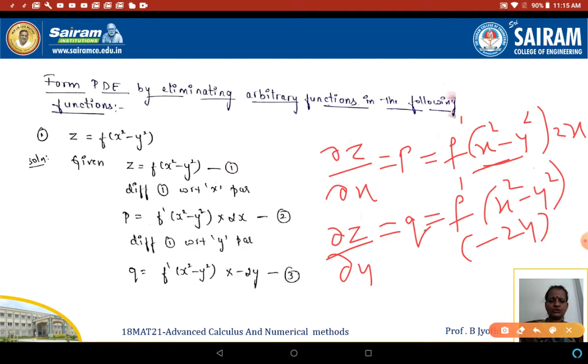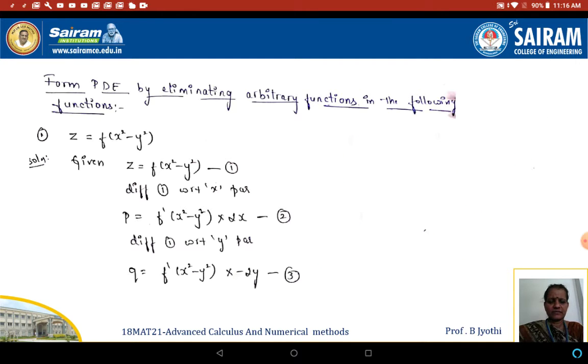We need to find a suitable operation so that f dash can be eliminated. Supposing we add, it will not get eliminated. Subtract also will not eliminate it. Multiplication is not possible. The only option is division. When we divide the second equation by the third equation, this f dash of x square minus y square will be cancelled. Let's see in the next step.